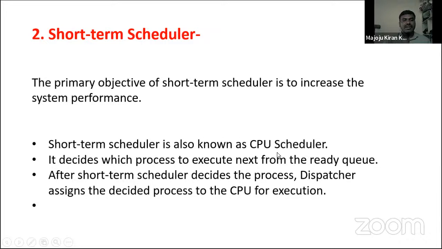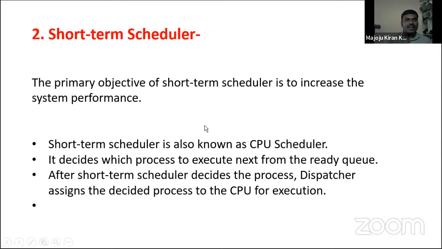When all the processes are loaded, they are moved into the ready state, and they are waiting in the ready queue. Now the short-term scheduler will decide the process. That means it will select one process and the CPU will be allotted to that particular process so that it can start its execution.